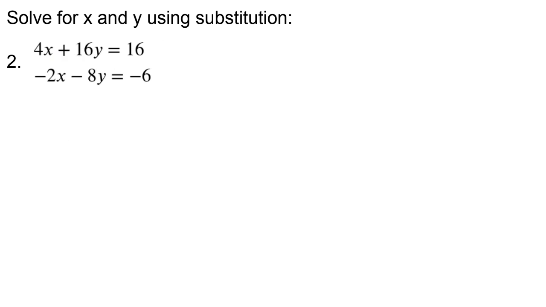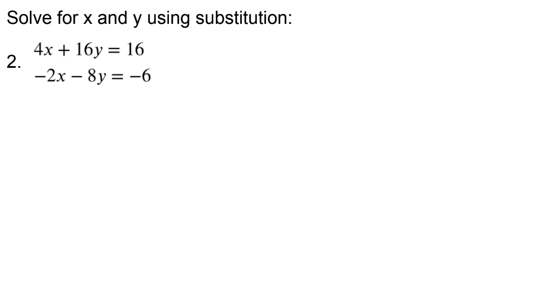Let's look at example 2. Our first step is to identify which variable we could get by itself. I think I have a couple options here. On this bottom one, this x, we could work with that. We could get this x by itself by moving this over here, and then we would have to divide everybody by negative 2, which would work just fine because negative 2 goes into both of those.